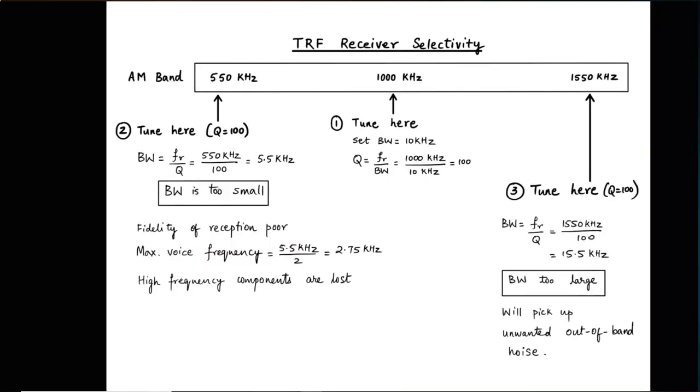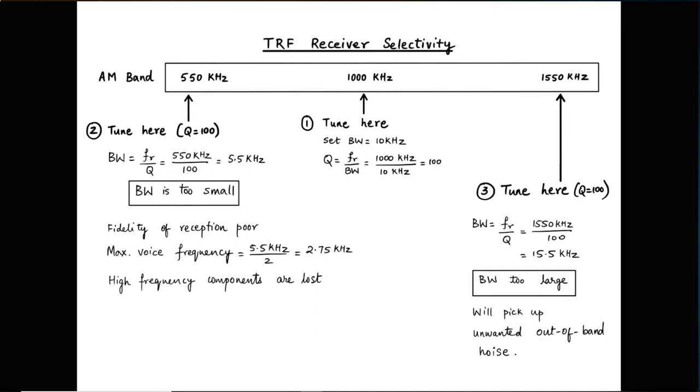All right, so let's move on to the next slide here. We have the selectivity issue of the tuned radio frequency receiver. We are going to start with tuning to an AM band at 1000 kilohertz first. Once we tune this, we will try to see if it can be tuned to 550 kilohertz, and then we will see if we can tune to a different frequency. So we are trying to change the center frequency, the resonant frequency of the bandpass filter, and we'll see in this example what its consequences are.